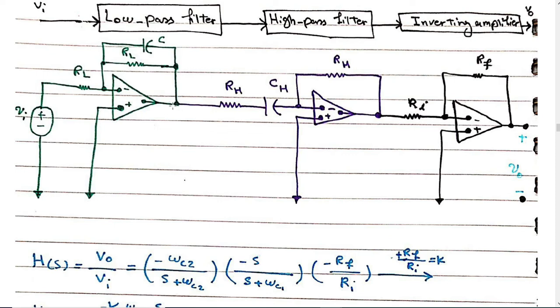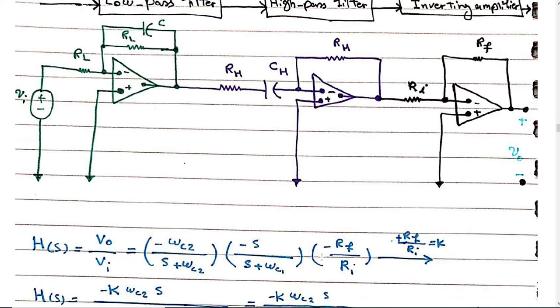Because this is now the input for this high pass filter, the relation between this one and this one is minus RH over RH, which is minus 1, S over S plus omega C1. Why omega C1? Because we want this high pass filter to create a lower cutoff frequency up to here. And the relation between V out and this is minus RF over RI. So we'll get this one.